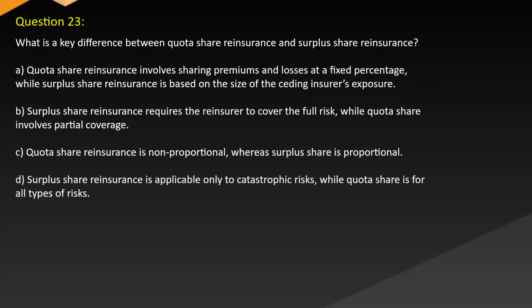Question 23. What is a key difference between quota share reinsurance and surplus share reinsurance? A. Quota share reinsurance involves sharing premiums and losses at a fixed percentage, while surplus share reinsurance is based on the size of the ceding insurer's exposure. B. Surplus share reinsurance requires the reinsurer to cover the full risk, while quota share involves partial coverage. C. Quota share reinsurance is non-proportional, whereas surplus share is proportional. D. Surplus share reinsurance is applicable only to catastrophic risk, while quota share is for all types of risks.